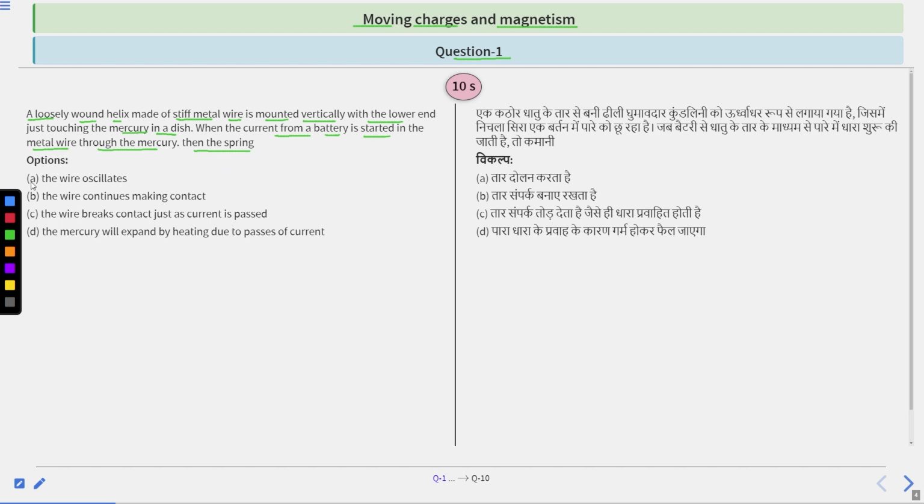Given options. Option A is the wire oscillates. Option B, the wire continues making contact. Option C, the wire breaks contact just as current is passed. And option D, the mercury will expand by heating due to the passing of current. So, which option is correct? You have 10 seconds to solve this question. After 10 seconds, we will provide the solution.